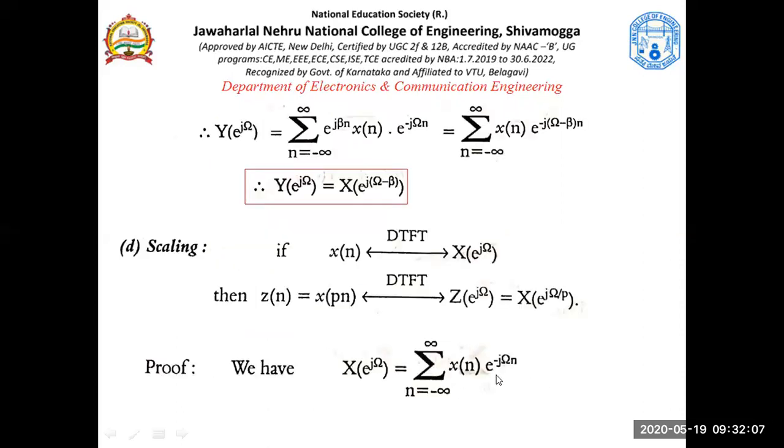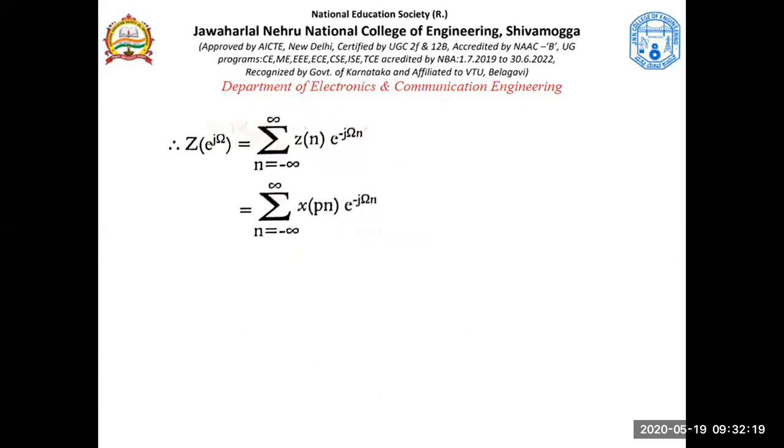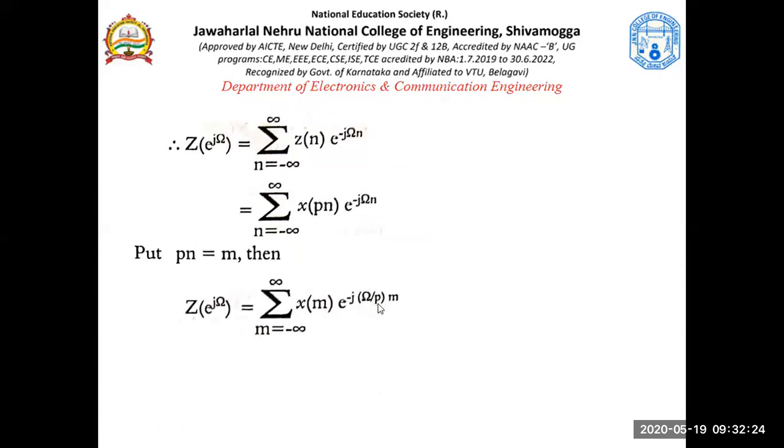If it is omega, it is e power j omega. If it is omega by p, it has to be e power j omega by p, and that's what's happening here. In place of omega, we have omega by p. That's why the omega would be replaced by omega by p. Understand this? So this is the time scale property of the discrete time Fourier transform.